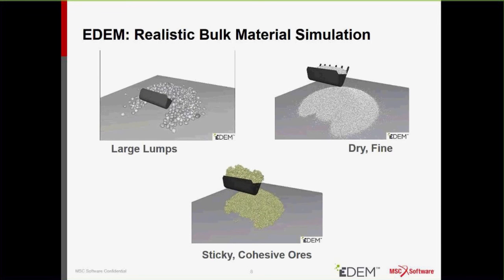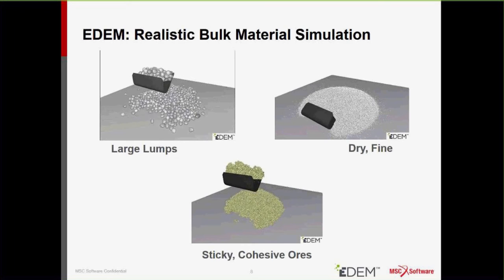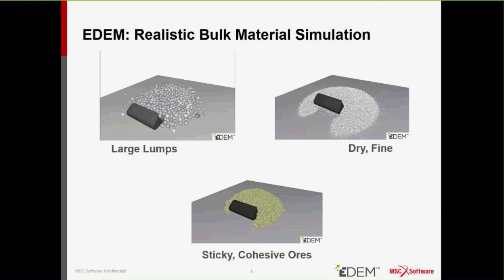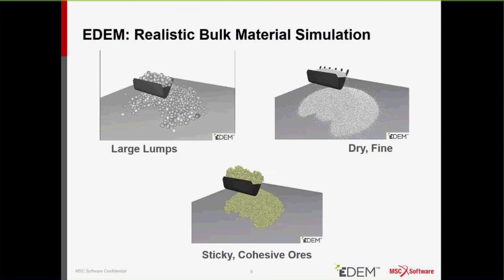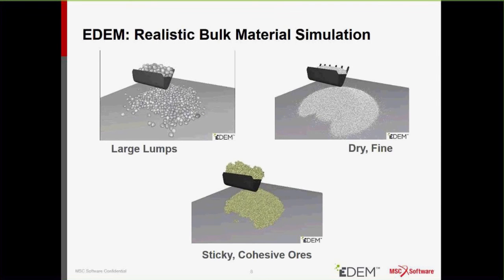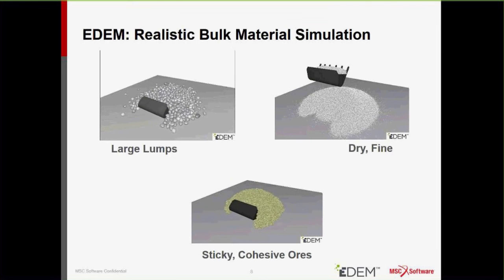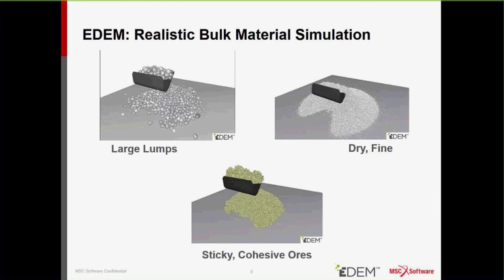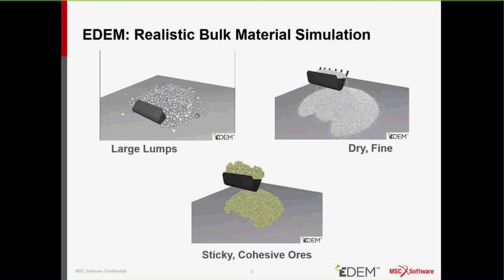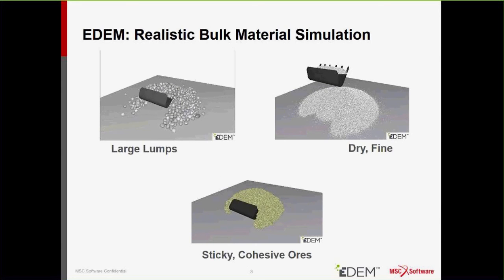In the video on the top left, we have a large lump material which shows the path of the bucket as it moves through the rocks. In the video on the bottom, we have an example of a cohesive material, and here you can see how the material sticks together within the bucket, and it shows a significantly greater fill level than that of the rocky material.